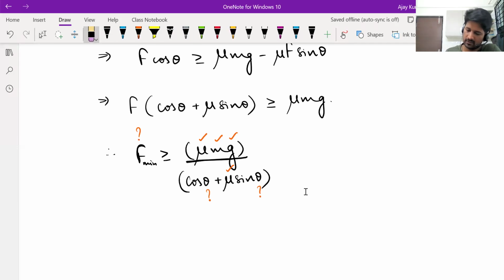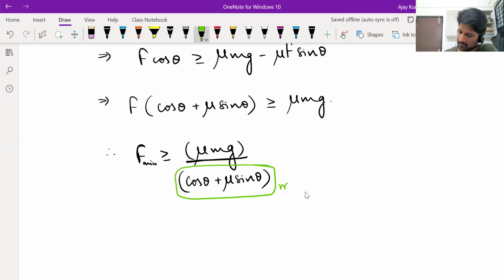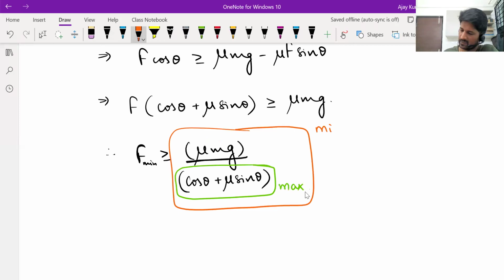So if you observe, there is a variable on the right hand side, theta. Based on theta, the minimum required force will change. And theta is only in the denominator of the right hand side. So when this term is maximum, the total force needed would be minimum. Is this clear to all of you or not? Depending on theta, its value can change. So when the denominator on the right hand side is maximum, highest, then the whole fraction will be the least. That means the force needed will be the least.